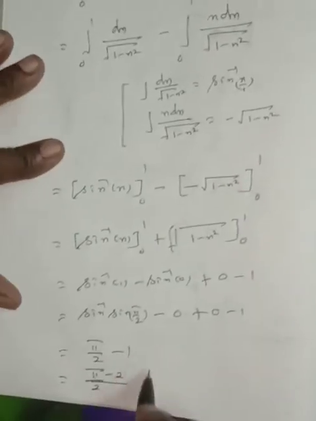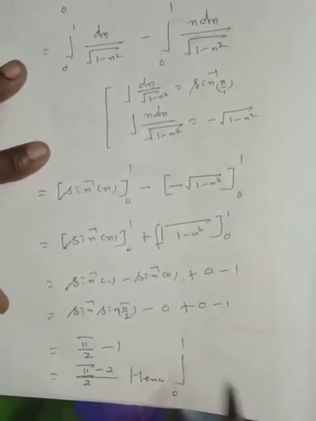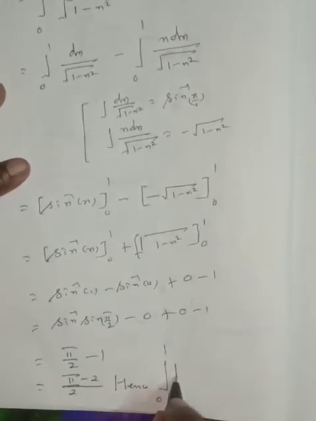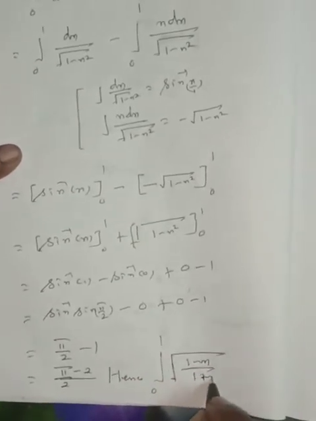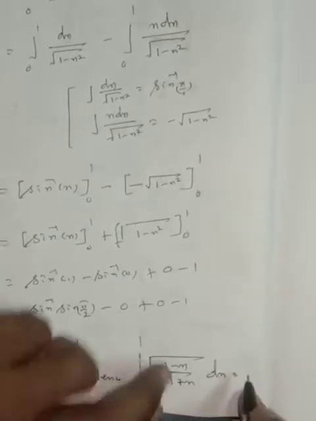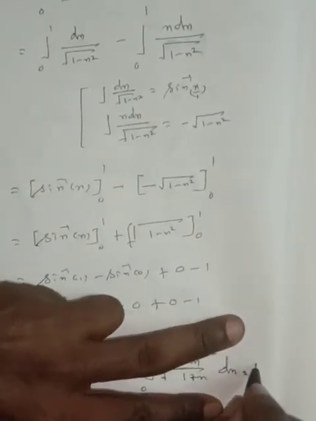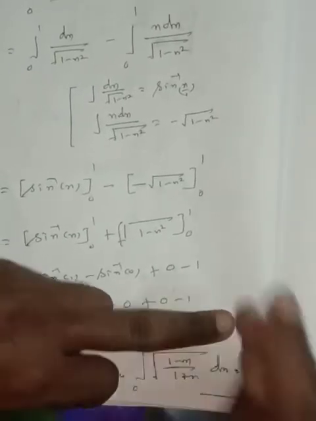Hence integral 0 to 1 root of (1 minus x divided by 1 plus x) into dx is equal to pi minus 2 divided by 2, which is the answer.